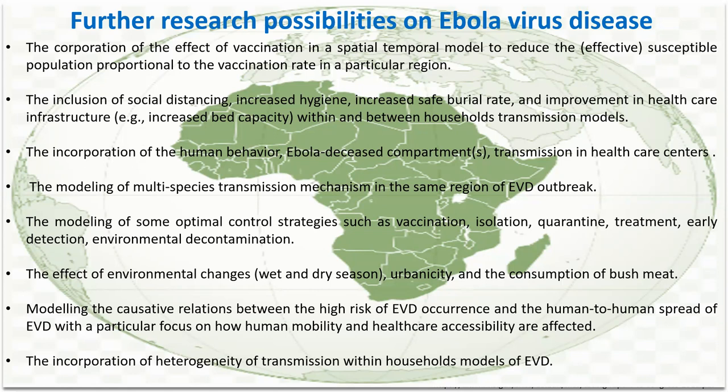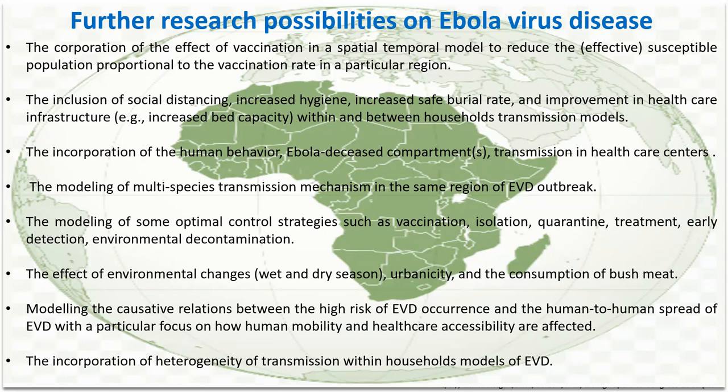Then also look at the possibility that within a region, more than one species of Ebola virus can occur. So further research can also look at modeling multiple species of Ebola transmission in the same region of outbreak. There's a possibility they may have more than one species of Ebola in one region too.